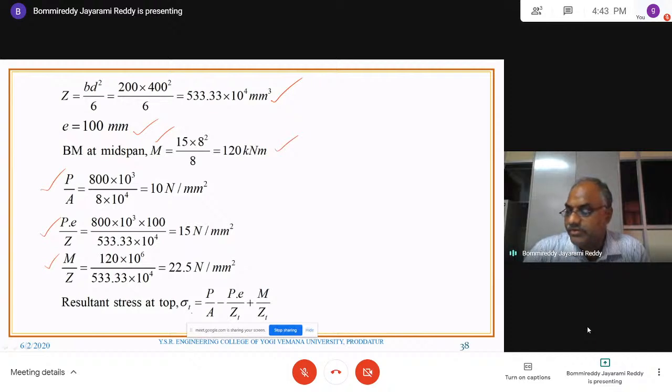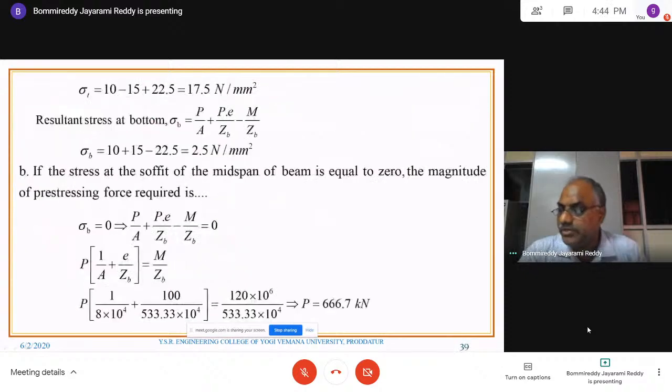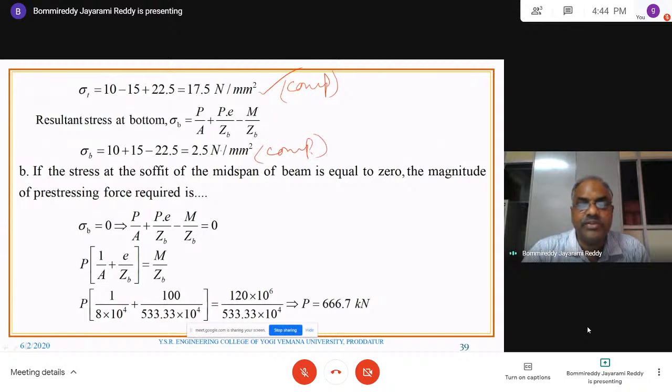What is the resultant stress at the top? At the top, P by A minus, plus, and so on. You should imagine along with the diagrams. So substitute the values, 10, 15 and this, and it is the top stress. Since it is positive, the nature is compressive. And for the resultant stress at the bottom, these two are positive and one is negative, and you will get 2.5. It is also a positive value, compressive stress. That's all about the question.